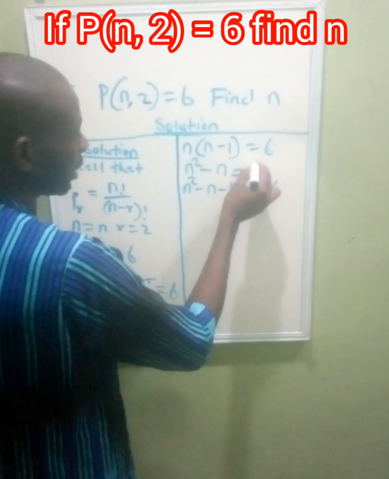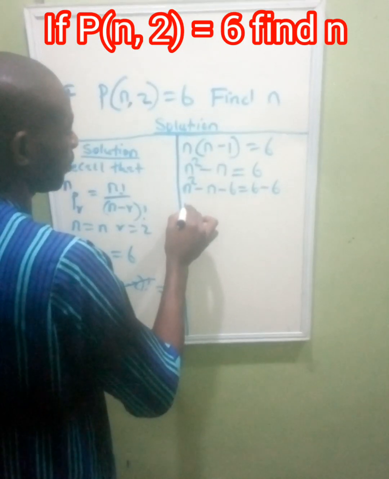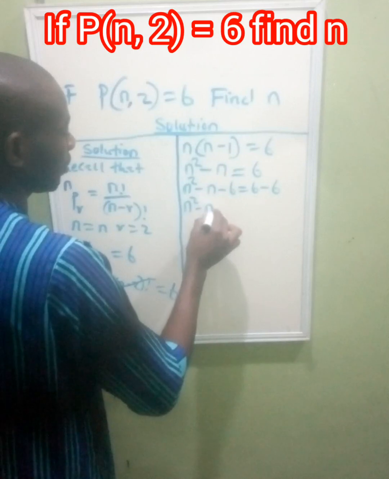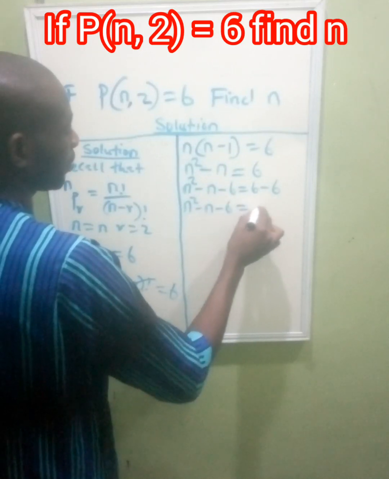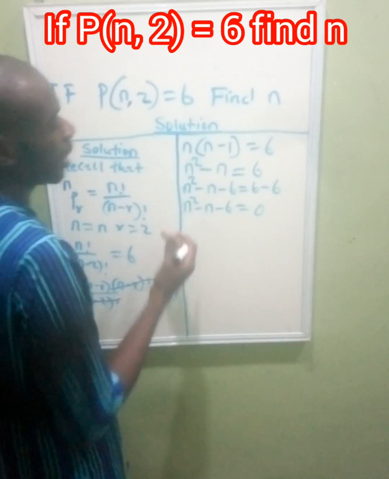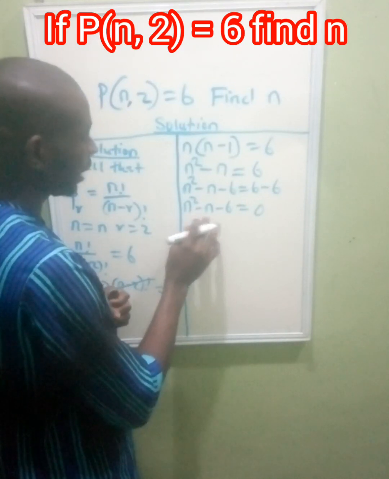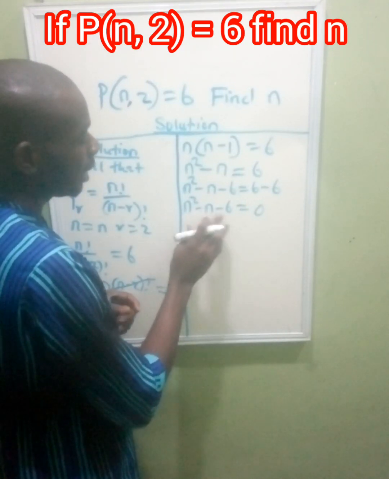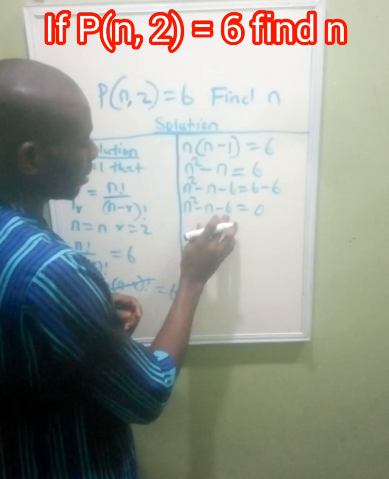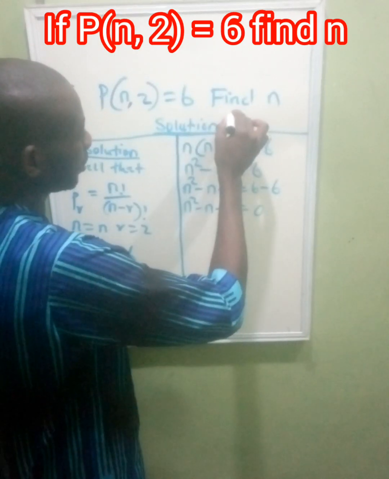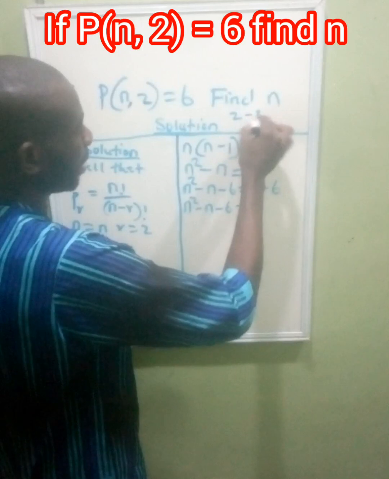This is the same as minus 6 crossing the equal sign. Then we now have n squared minus n minus 6 is equal to 0. Now you can see this is a quadratic equation. We need two numbers that when we add them will give us minus n, and when we multiply them will give us minus 6. And I think those numbers are 2 and minus 3.